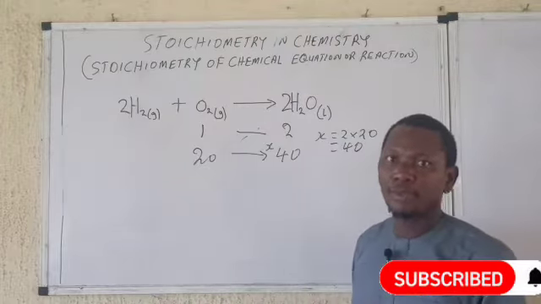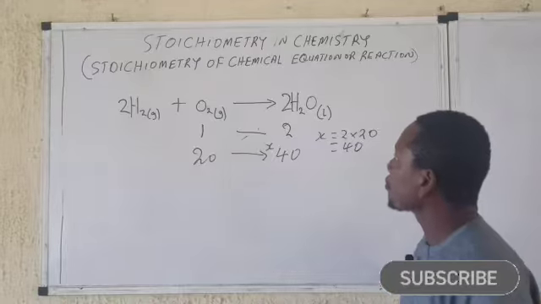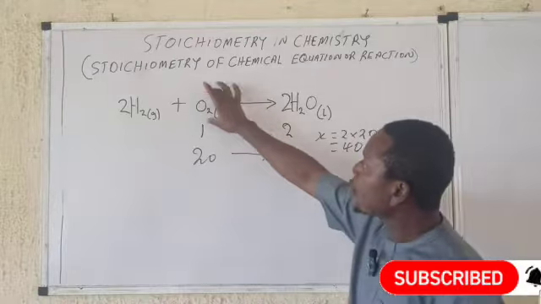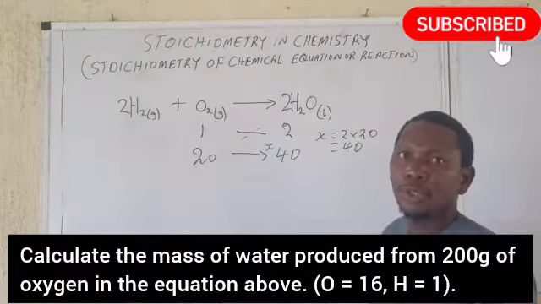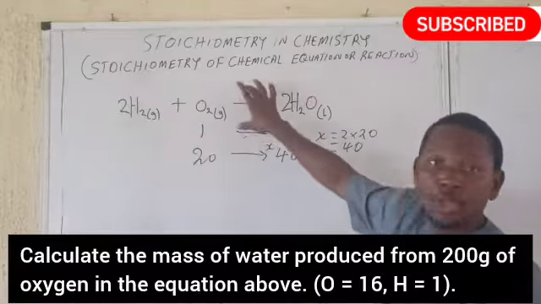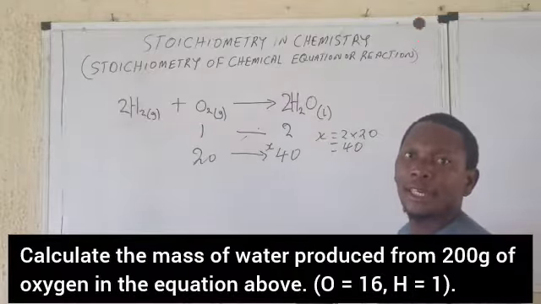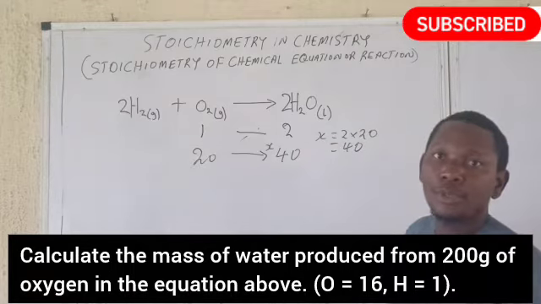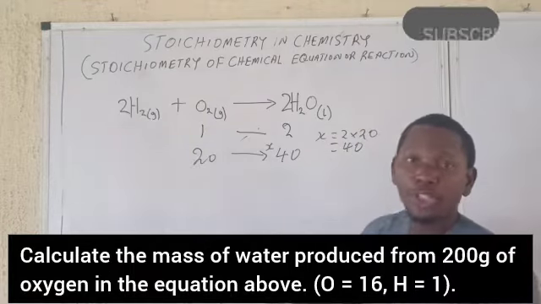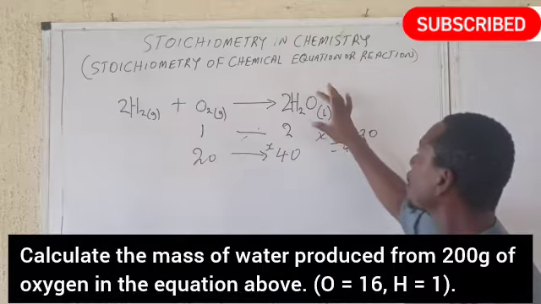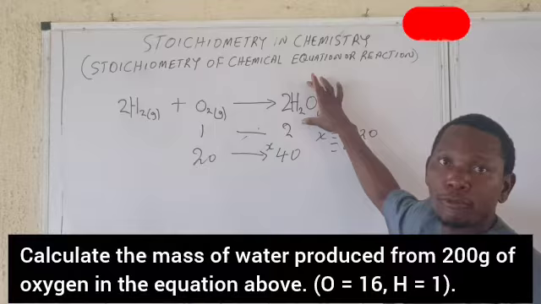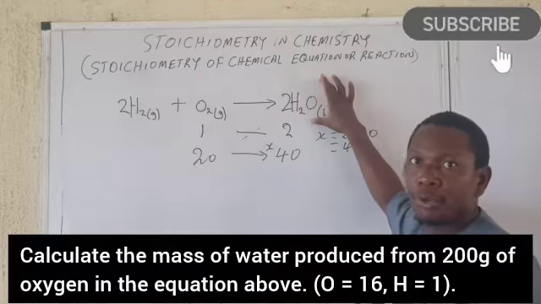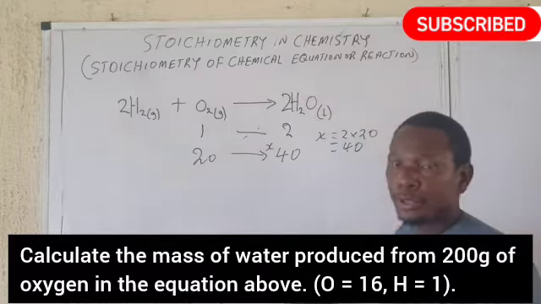Let's talk about mass-mass relationship. All right. Assuming, for example, that in this equation above, 200 grams of oxygen is inputted into this chemical reaction. What's the amount in gram of water that is produced?